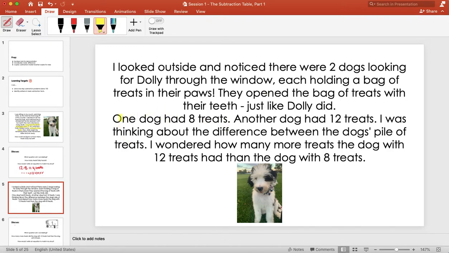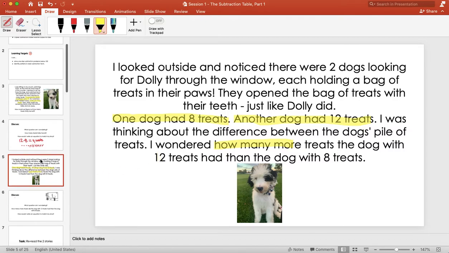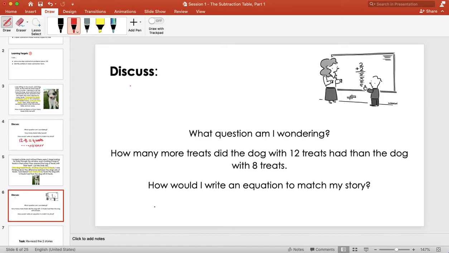One dog had 8 treats. Okay, I need that. Another dog had 12 treats. Okay, I need that. I was thinking about the difference between the dog's pile of treats. I wondered how many more treats the dog with 12 treats had than the dog with 8 treats. So we know that how many more always means to subtract. So we can do, the first dog had 12 treats minus 8 treats. And we should get the same answer, which is 4. 4 more treats.